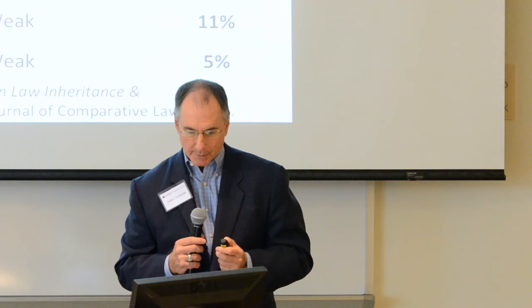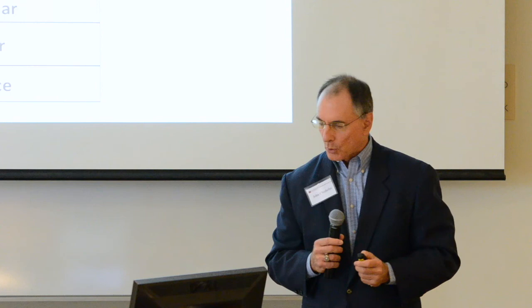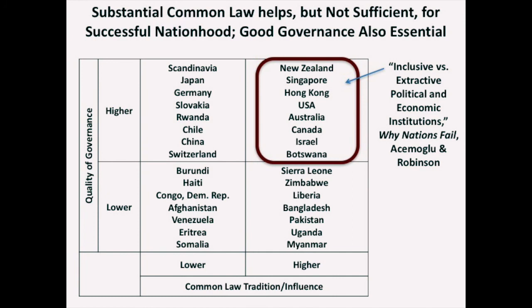And here's a very crude categorization of different countries of the world in a 2x2 matrix, depending upon the extent of their common law tradition or influence and the quality of the governance. You can see that these countries here, which are the highest per capita income countries for the most part, enjoy both.